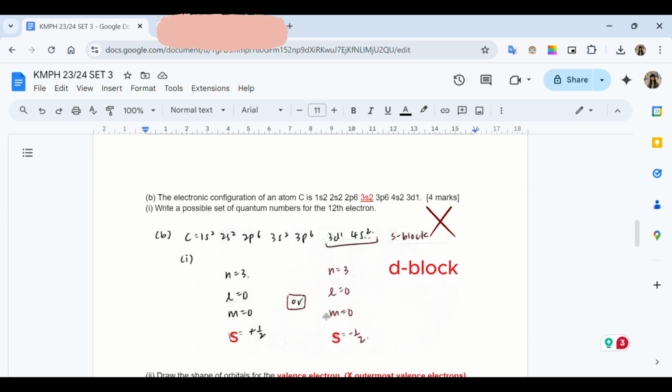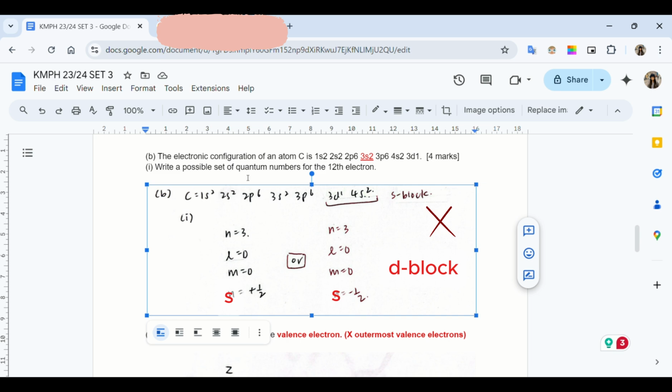And now let's proceed to the B part of this question. The electronic configuration of an atom C is 1s2, 2s2, 2p6, 3s2, 2p6, 4s2, and 3d1. Write a possible set of quantum numbers for the 12th electron. So you can count here. We have 2 here, another 2 here, and then 6 here, and another 2 here. So the 12th electron will be in this part.